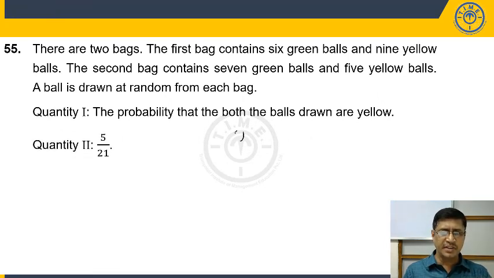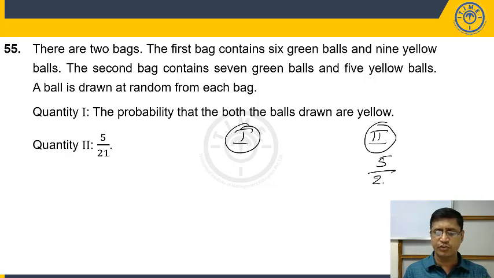Again, two quantities are given. We just need to compare quantity 1 with quantity 2. The quantity 2 value is straight away given as 5 by 21. What is quantity 1? The probability that both the balls drawn are yellow. Yes, my dear students, the common data for both the quantities is given here.